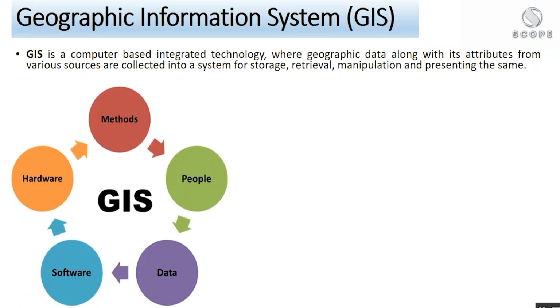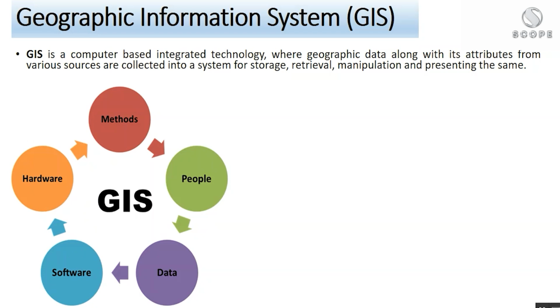There are five main components of GIS. The first is people, then data, software, hardware, and method. People, like me and you, are an example. People are those who give instructions to the GIS software to run any program.